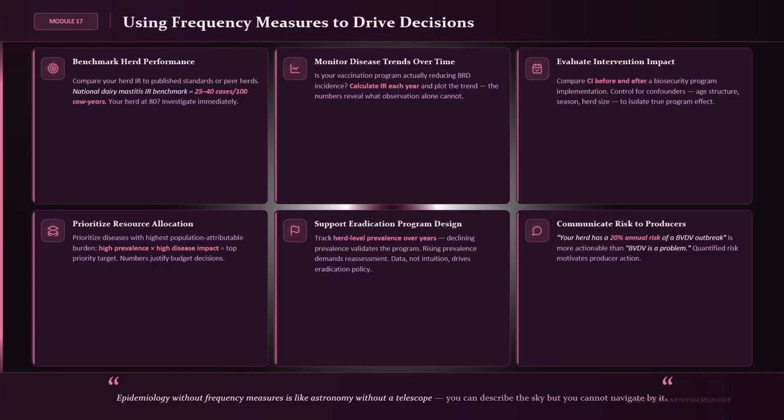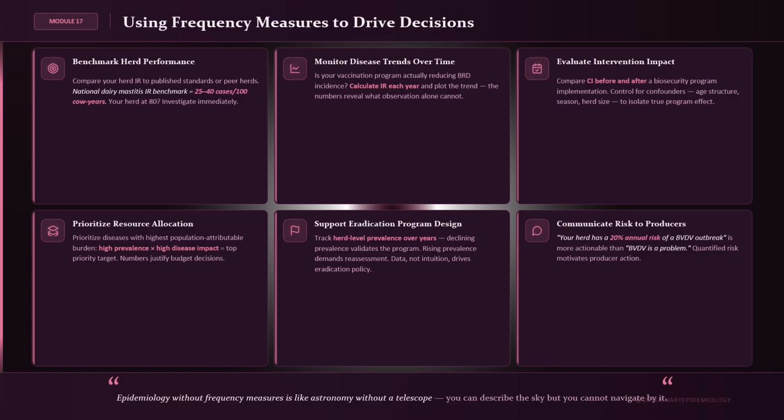casual observation never can. Third, evaluating interventions. Compare cumulative incidents before and after, say a new biosecurity program, but control for confounders like age structure, season, and herd size so you're measuring the program, not the noise around it.